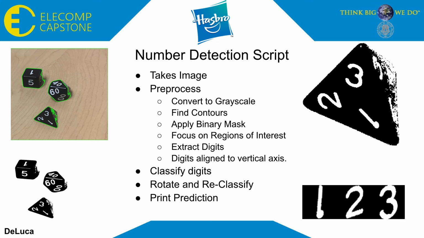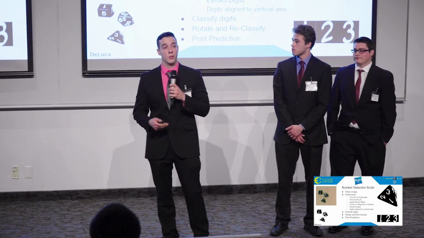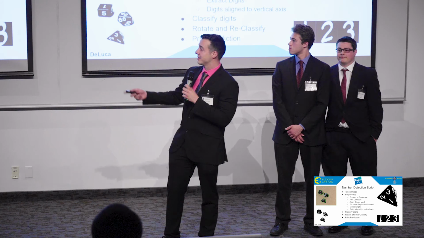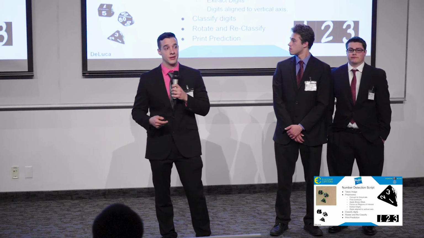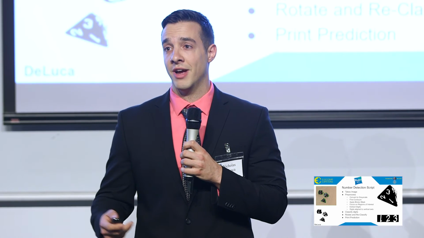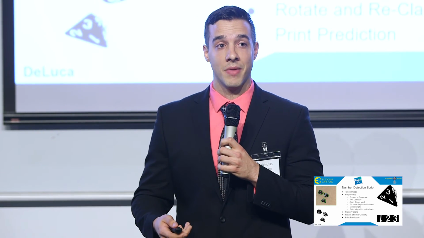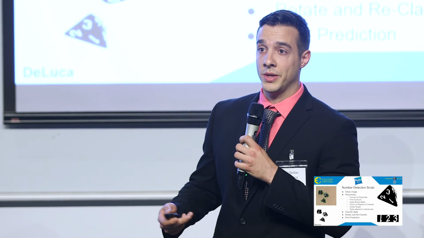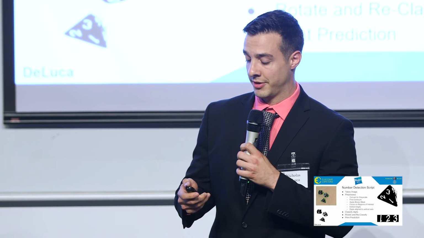Now, the number script is much more complex because this actually handles the machine learning portion. For the pre-processing, we begin by taking the image and then we filter out the contours. We have a grayscale and a binary mask that is applied in the bottom left, from which we extract the region of interest as taken in the photo on the top right. We extract the digits and then align them to the vertical axis. From there, we predict and then flip them over to see if they've been flipped upside down and predict again. We take the higher classification and then we eventually print it to the LCD screen.